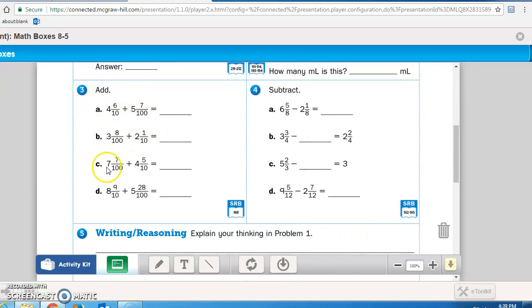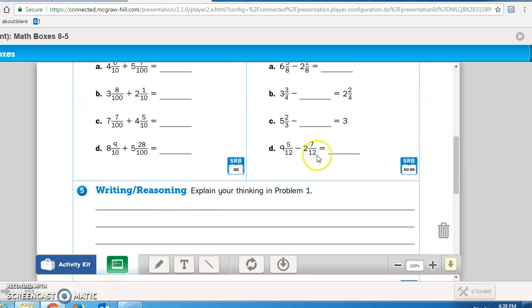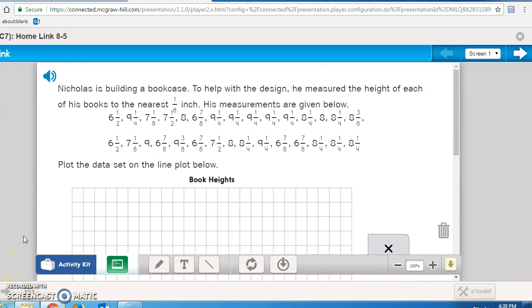Math box 3 is telling you to add. Math box 4 to subtract. And 5 is telling you to explain your thinking in problem 1. Please write words to explain this. Pause the recording now. When you are finished, go up to the Math Journal answer key and correct it. If you had anything wrong, stop back at the table and I'll be glad to help you. So the last thing you're going to do for Math Lesson 8.5 is Math Masters, page 319. Pause the recording now and go get that out of the file, please.